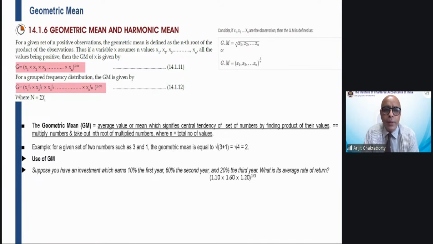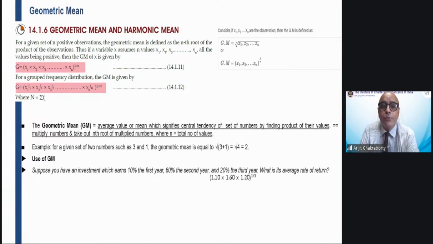But we need to find out the average rate of return. Many of you, dear students, are aware of a term called ROI, return on investment. So we have one such case on this slide where you see that an investment is earning a 10% return in the first year. In the second year, it is earning 60%, and in the third year, it earns 20%. The question is, what is the average rate of return?